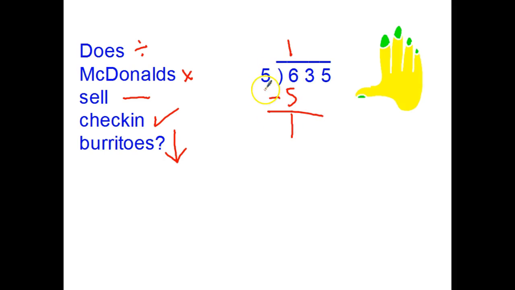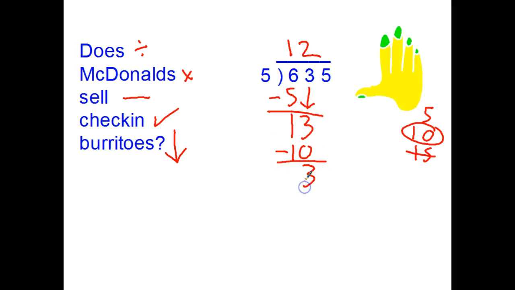Is 1 less than 5? Yes, it is. So I'm in good shape on my checking. Bring down my 3. And now I have how many 5's in 13? Let's see, 5, 10, 15. Oh, 15 would be too many. So there's just 1, 2 5's. And 2 times 5 is 10 because we just found it.